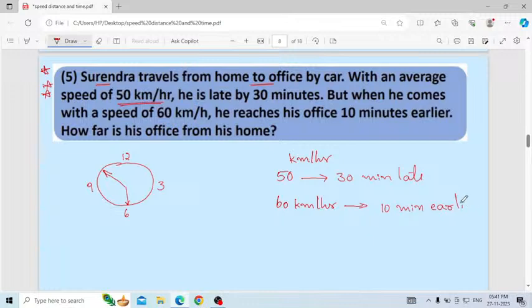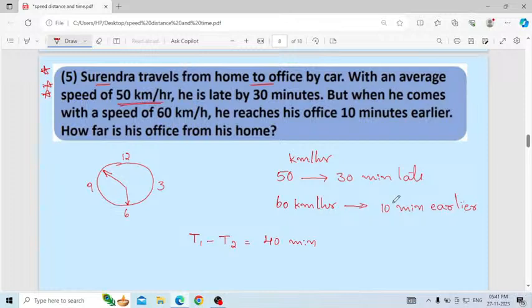Okay, 30 minutes earlier. Then in this case you have to calculate the time difference, T1 minus T2. Here one is coming late, another one is coming early. In this case you have to add the timings. If both are late, then you have to subtract the timing. If both are early, then you have to subtract.